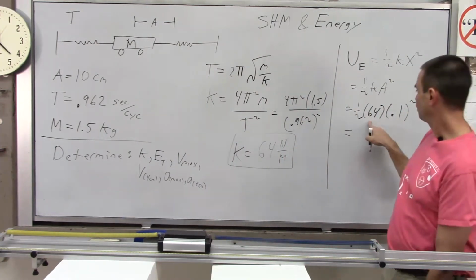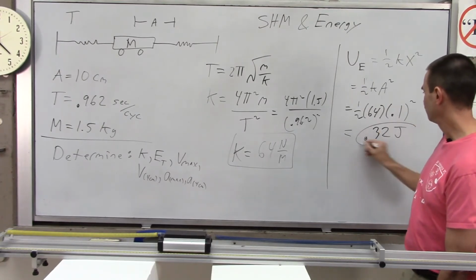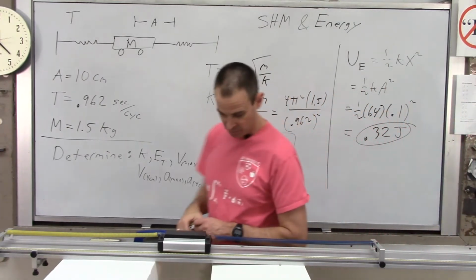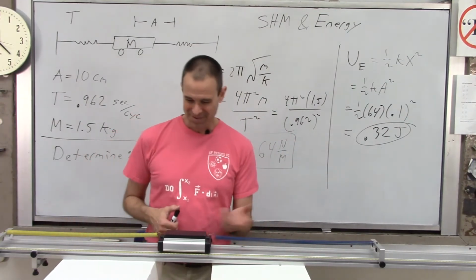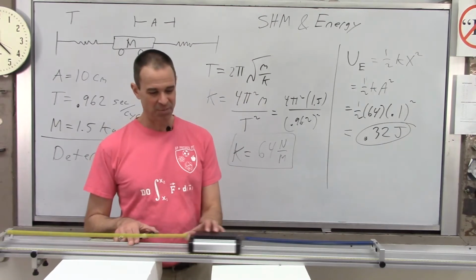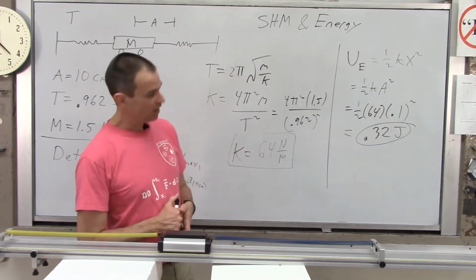So you get 32 times 0.01, you get 0.32 joules of energy, okay? Now, by the way, a quick note on that: it ain't much. It's a small cart, not moving very fast and not displaced very much, so there's not a whole lot of total energy in our system.